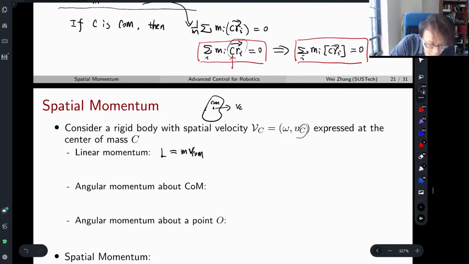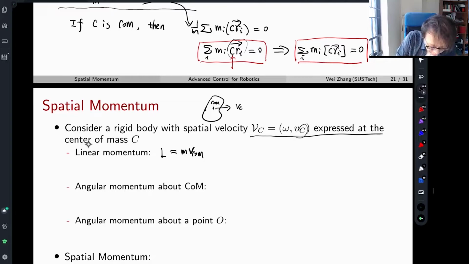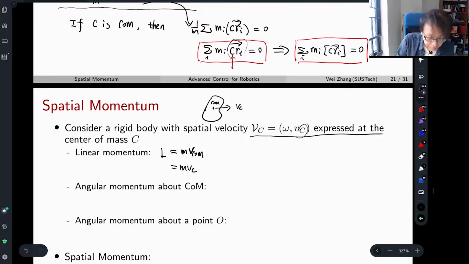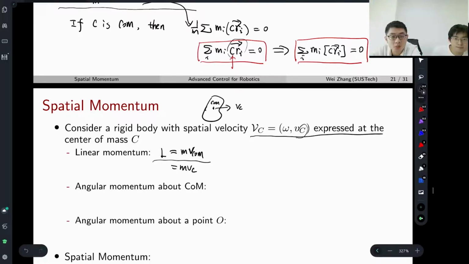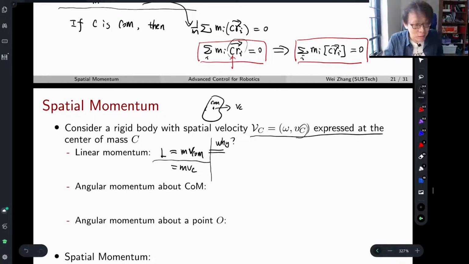So this doesn't change. If I say this way, so that this twist has a frame whose origin is the center of mass, then this is VC. Okay, this is VC. Why is this? Can you prove this, Liu Ben? Nobody asked this question before, maybe.